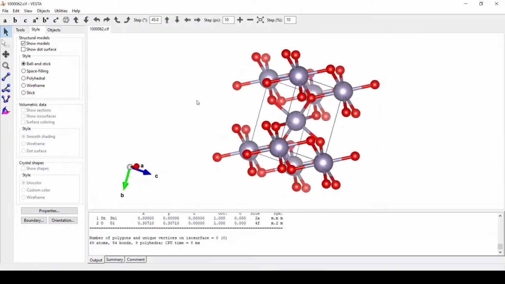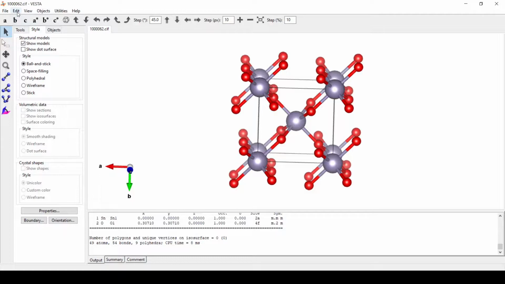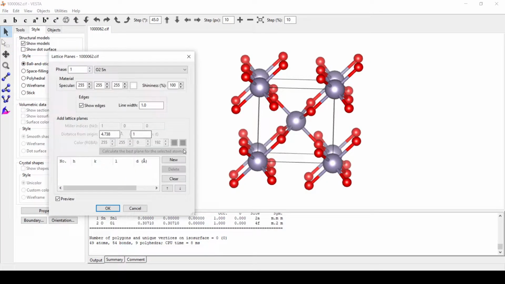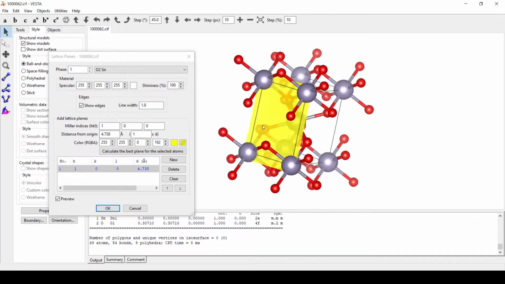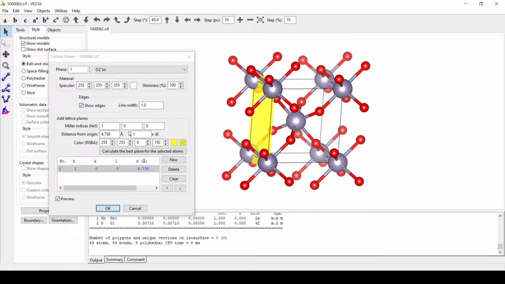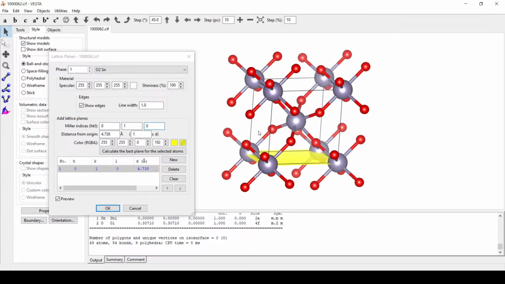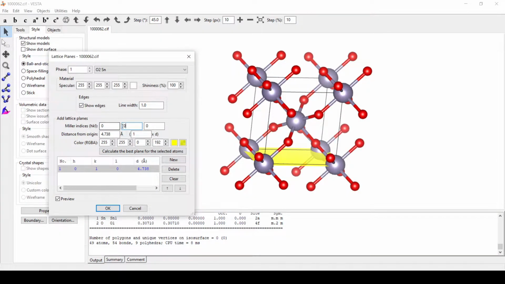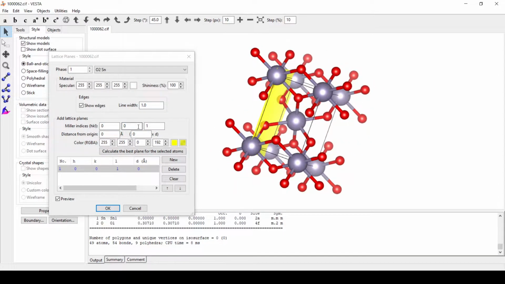To know the planes that are exposed on the surface, we can go here, lattice planes, and here we can have new. We have this 110 plane, 100 plane exposed, as we can see here. Also, the other plane that is exposed is 010. Here we can see, and 001 plane is exposed. The plane that we need on the surface is 110, and we are going to build a slab out of it.